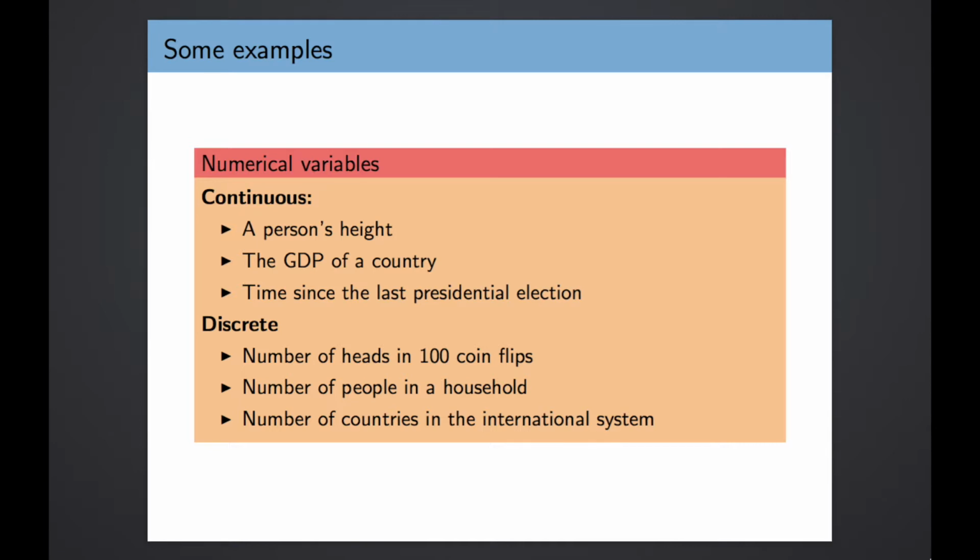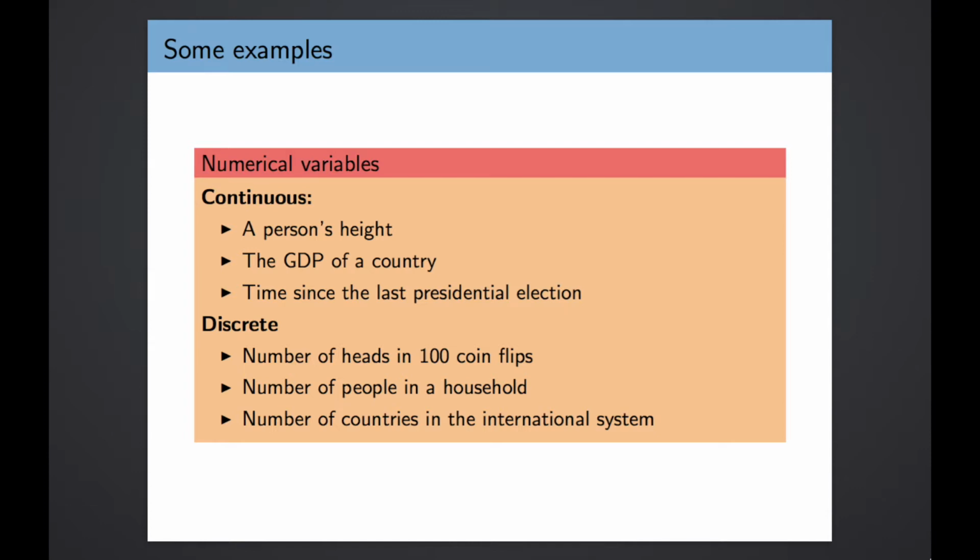I do want to note that usually when we have a continuous variable, we're not going to actually measure it infinitely precisely. We're going to round to a useful unit. So we might measure a person's height in inches, or the GDP of a country rounded to the nearest 1,000, or time since the last presidential election rounded to the nearest month.